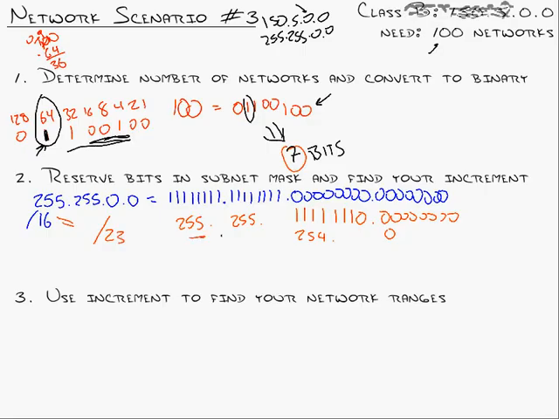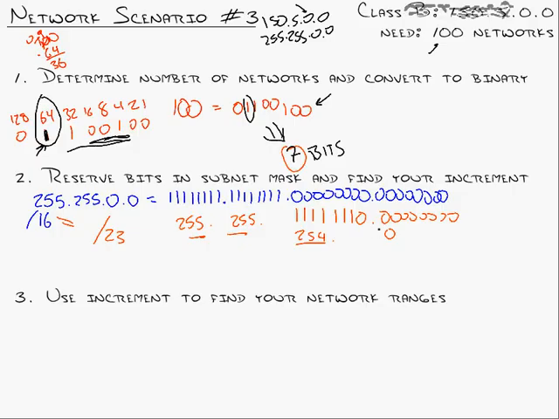We had our original 16 bits, 8 and 8 right there, and we just added 7 more. That's the 254 or the 7 bits right here. So you can just think of that as a /23 as shorthand notation. So that's the first part of step 2. Reserve the bits in the subnet mask and now find our increment. Our increment is the lowest network bit converted back to a decimal.